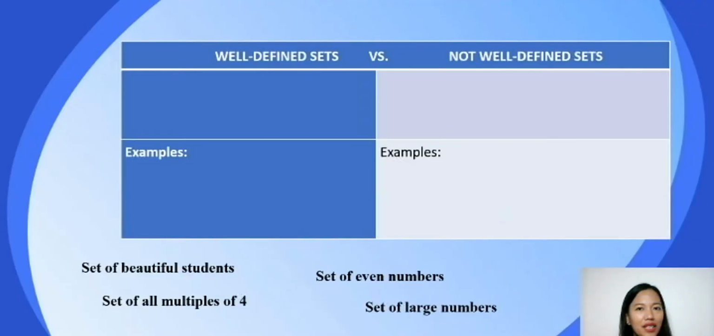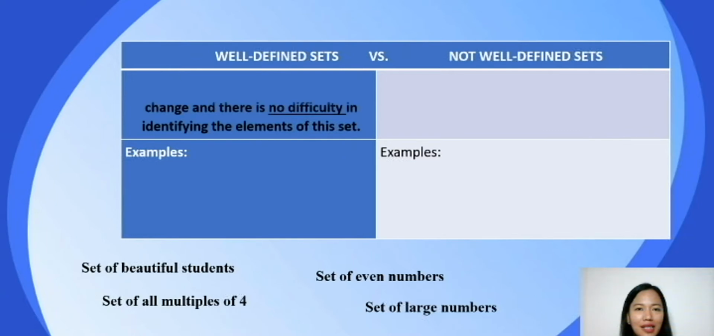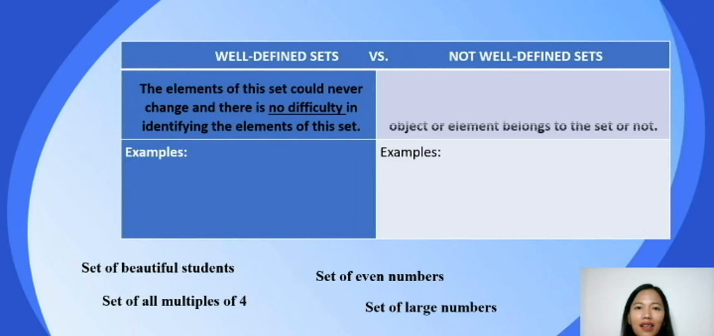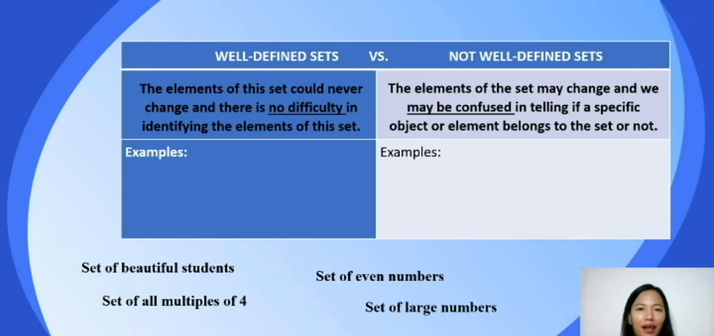Let us differentiate the two. Well-defined sets: the elements of this set could never change and there is no difficulty in identifying the elements of this set. Not well-defined sets: the elements of the set may change and we may be confused in telling if a specific object or element belongs to the set or not.